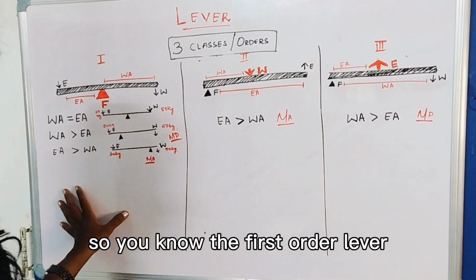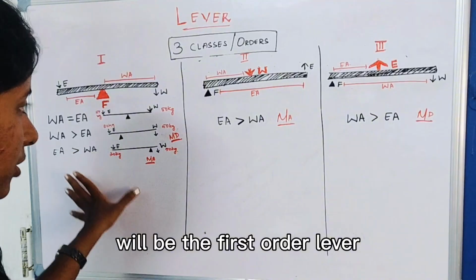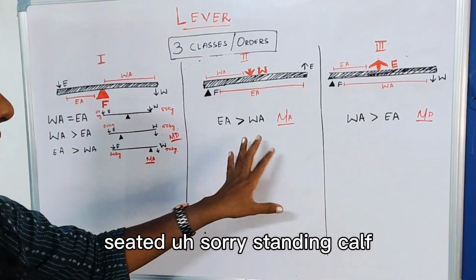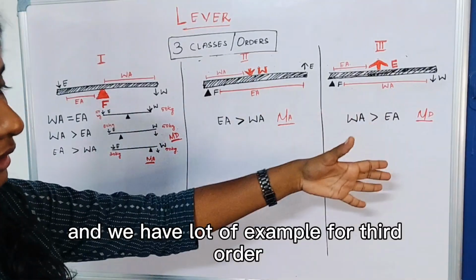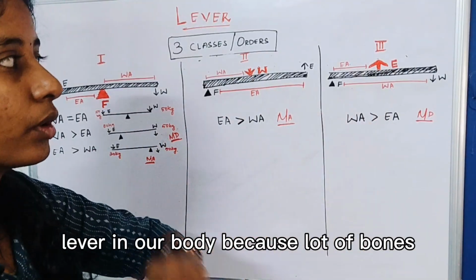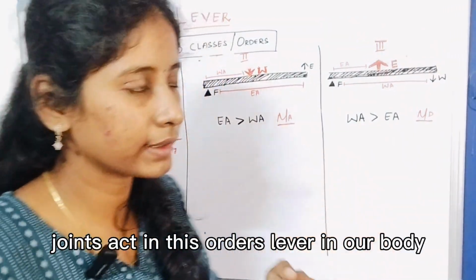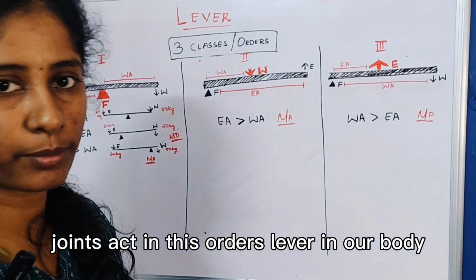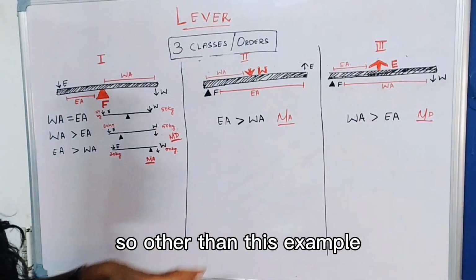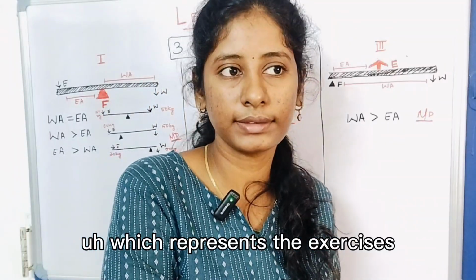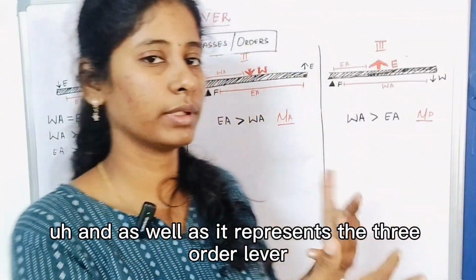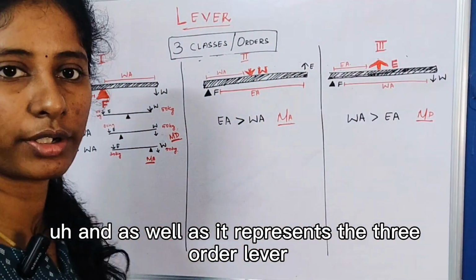The atlanto-occipital joint is a first order lever. Standing calf raise is a second order lever, and we have a lot of examples of third order levers in our body, because a lot of bones and joints act as third order levers. Other than these, I'll give you three examples which represent exercises as well as the three orders of levers.